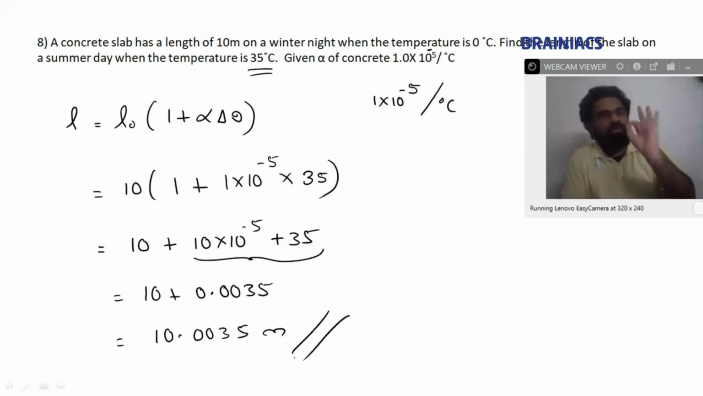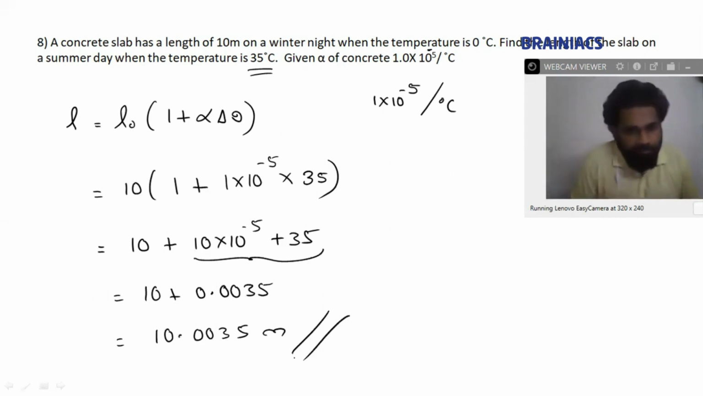Very small change, 0.0035. Clear? So a small change will happen if we change the temperature. If this is in meters, if we convert into millimeters, we can understand the change is reasonable. Okay, all right.